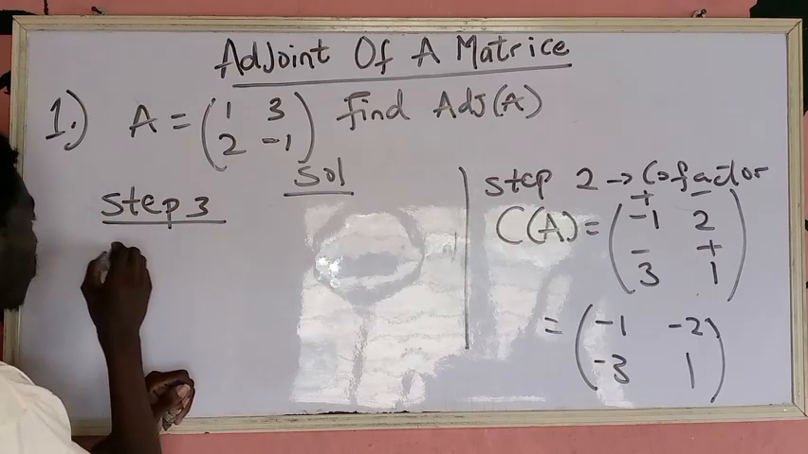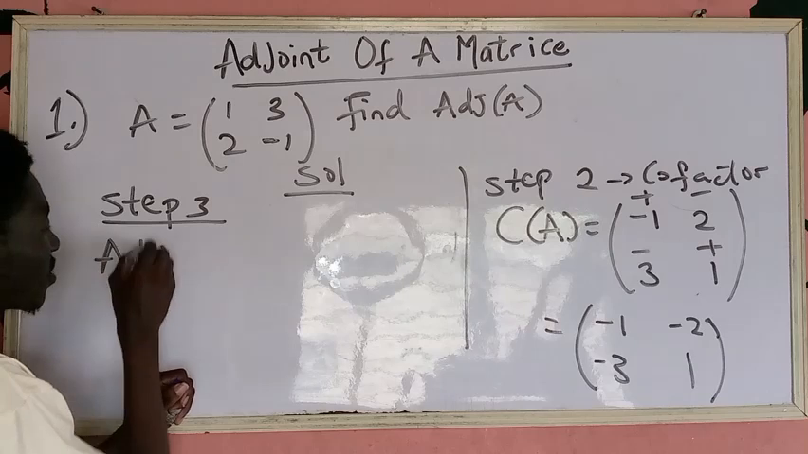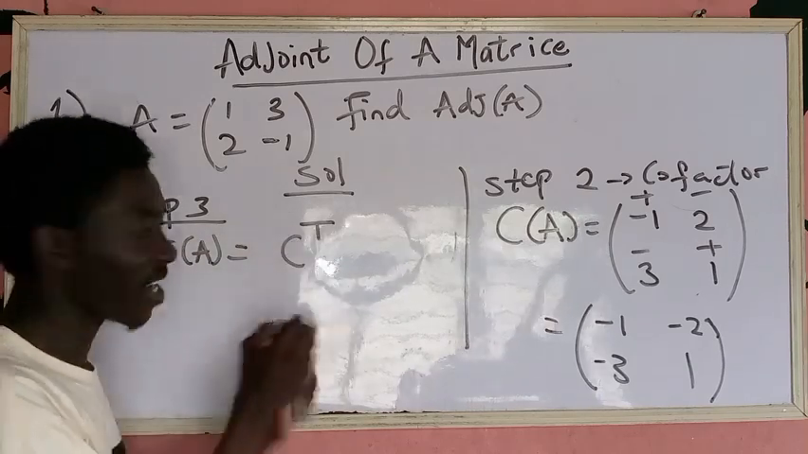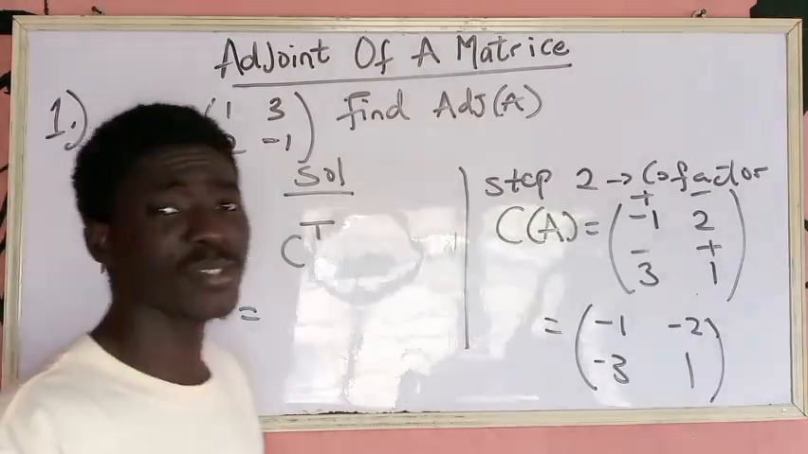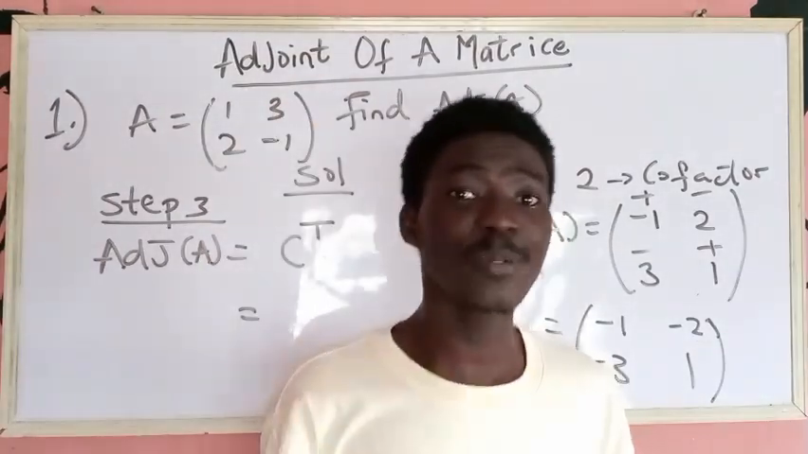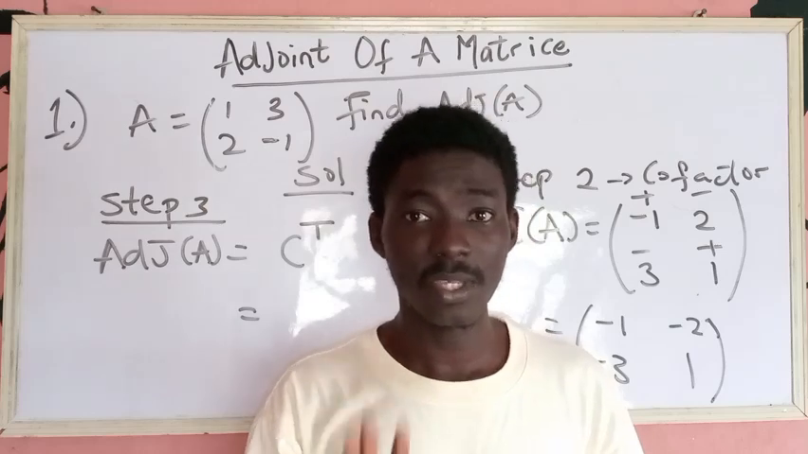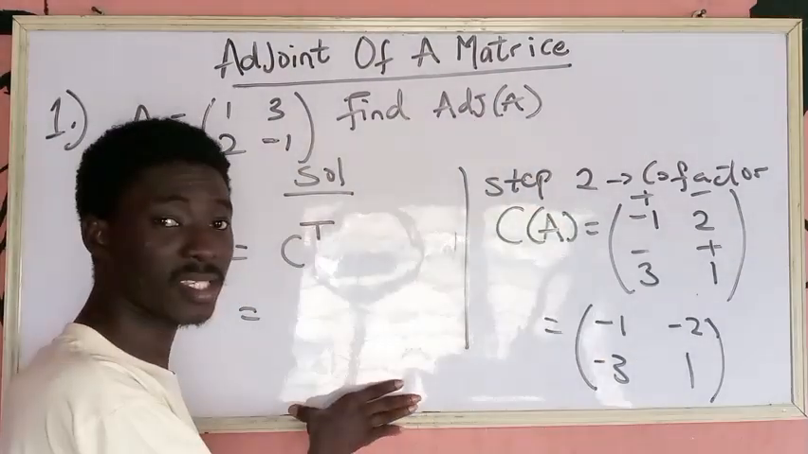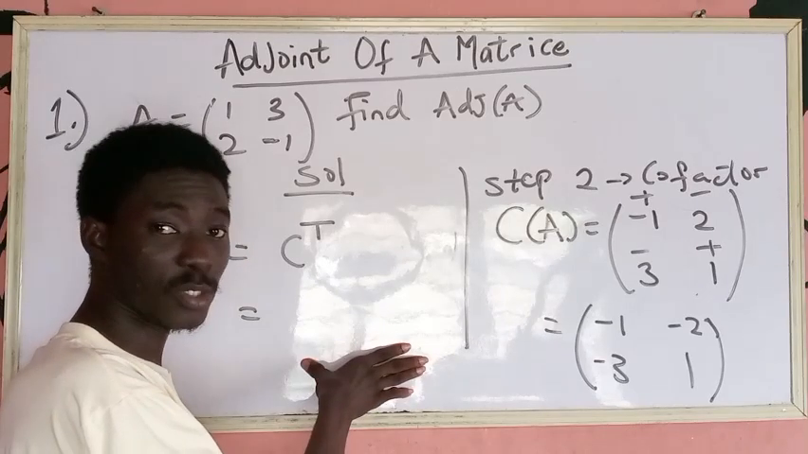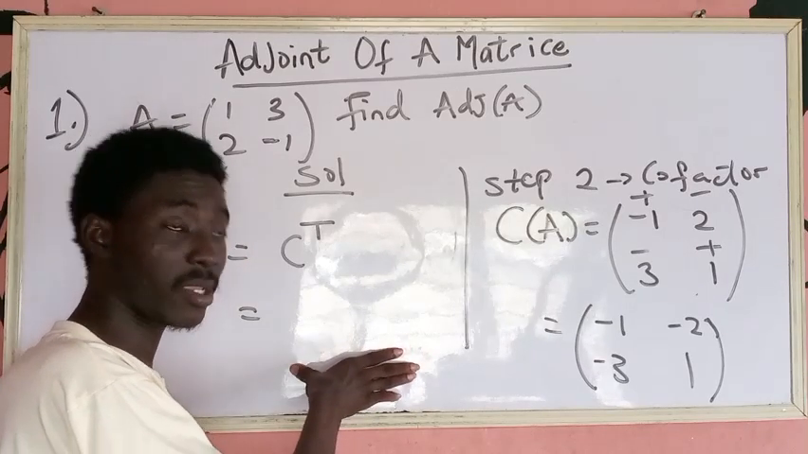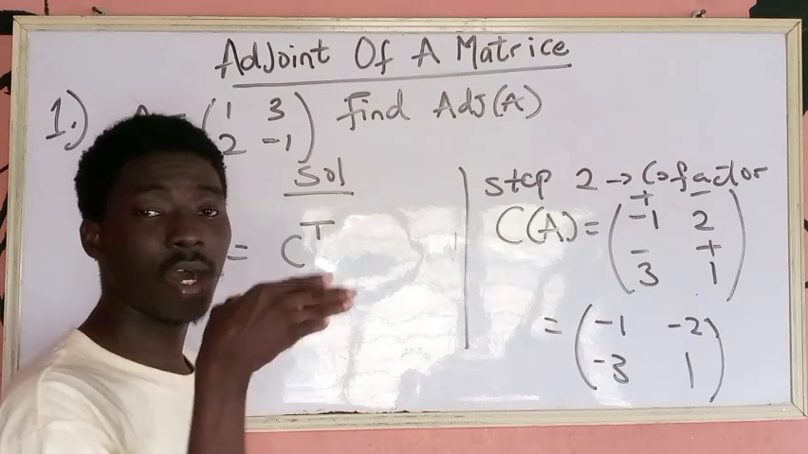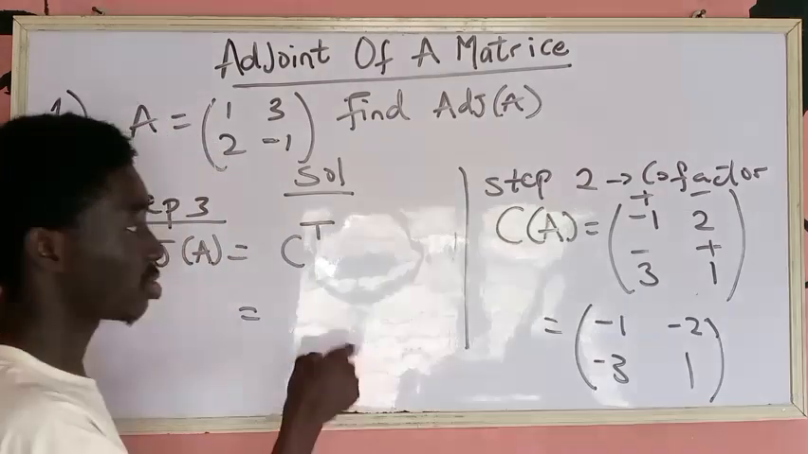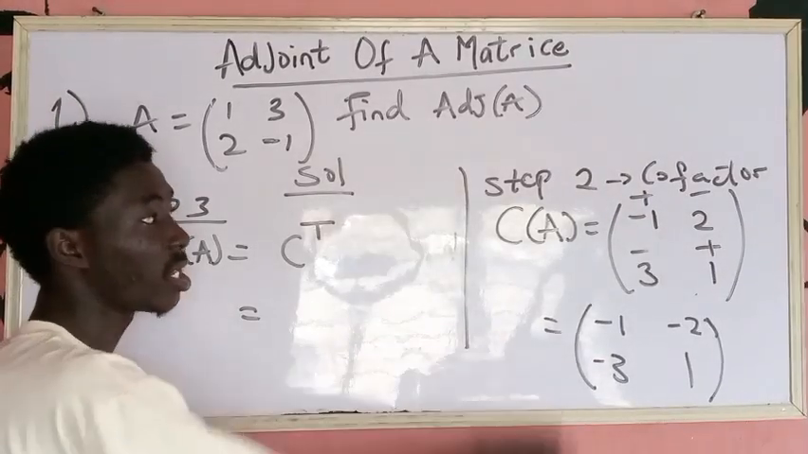Step 3, you just have to work out the adjoint of A, which is the transpose of the cofactor. So I would like you to check my videos on transposes, cofactor and minor. Those three videos can help you complement this particular topic, so you can understand it better and be sure of these procedures.